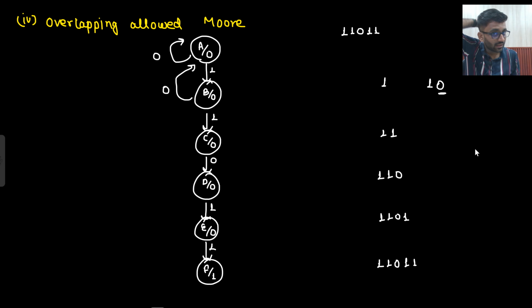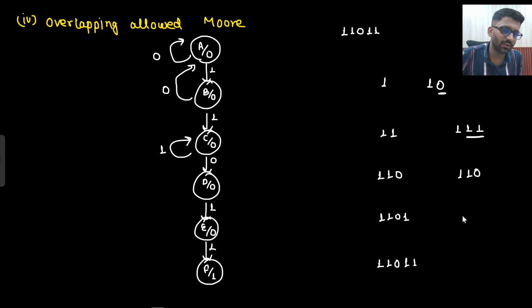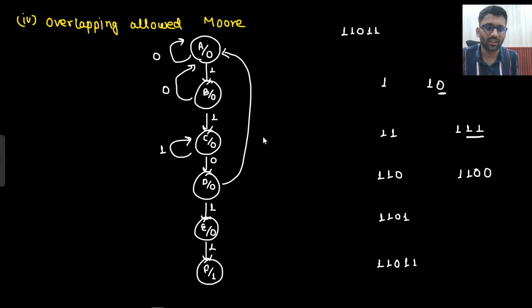In case of C, if I am at C, that means 1 1 has already been applied. If I get 0, then I am going to the next state. If I get 1, that means I will look for the best case. That is 1 1 only. So I will come back to C only. What about this? 1 1 0. If applied input is 1, I am going to the next state. If applied input is 0, I will look for the best case. 1 0 0, not getting anywhere. 0 0, not getting anywhere. Single 0, not getting anywhere. I will have to go to state A only.